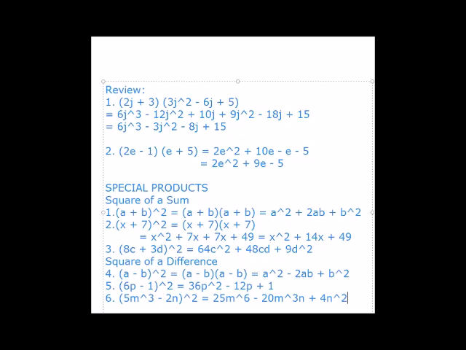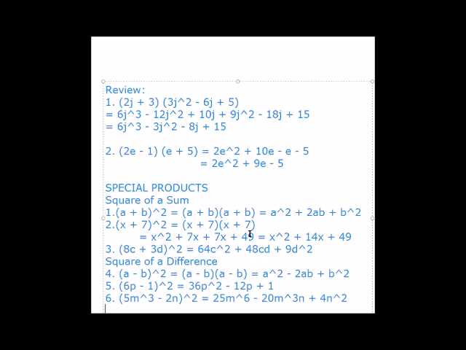So we have 5m cubed minus 2n squared is equal to the square of the first term, 25m to the 6th power. And then first term times second term times 2, 5m cubed times negative 2n is negative 10m cubed n, times 2 is negative 20m cubed n. And then the square of the last term, negative 2n times negative 2n is positive 4n squared.